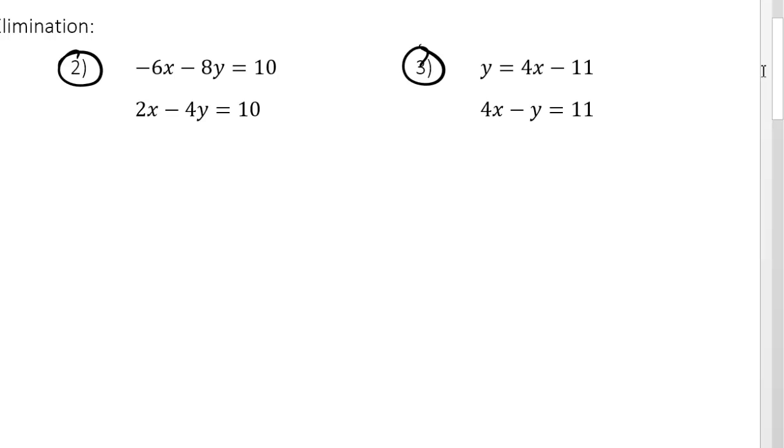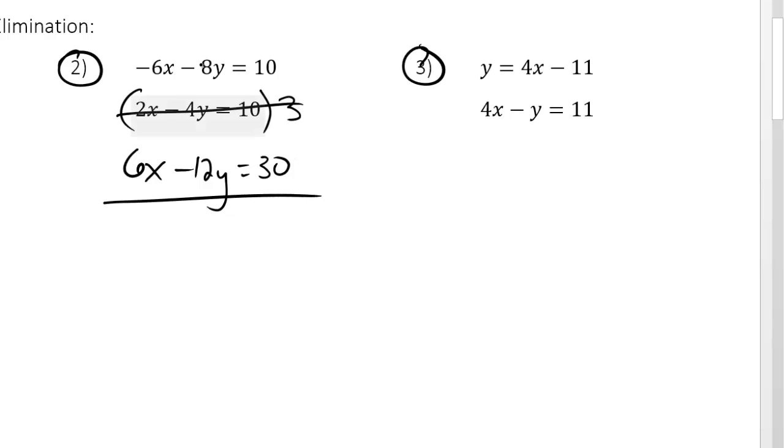We can do either substitution or elimination. So given number 2, we have our x's and our y's lined up. So for this one, we're going to want to use elimination. So using elimination, let's go ahead and cancel the x's, okay? So looking at your bottom number and then your top number, what times 2 is going to give you 6? That's going to be 3. So then 3 times 2x is 6x, 3 times negative 4 is negative 12y, and 3 times 10 is 30.